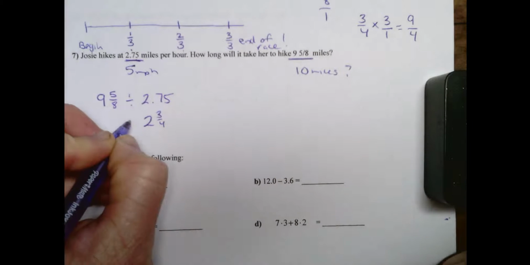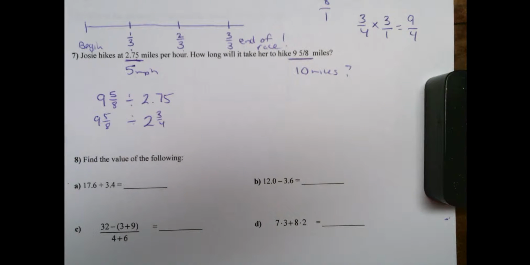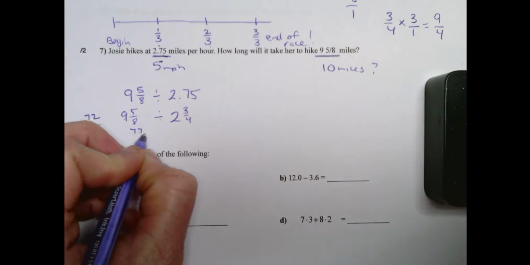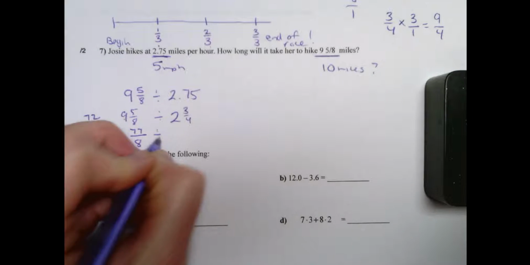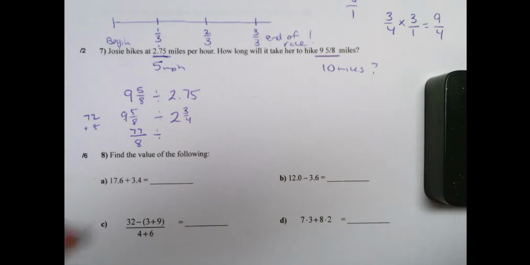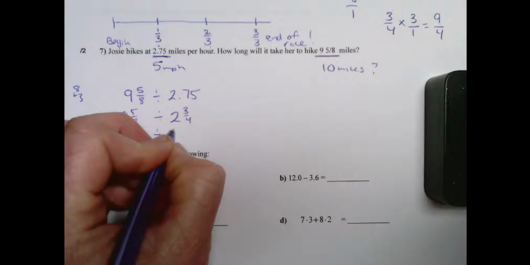Okay. So I'm going to turn both of these into improper fractions. 8 times 9 is 72 plus 5. So that's 77 over 8. Divided by 4 times 2 is 8 plus 3. That's 11.